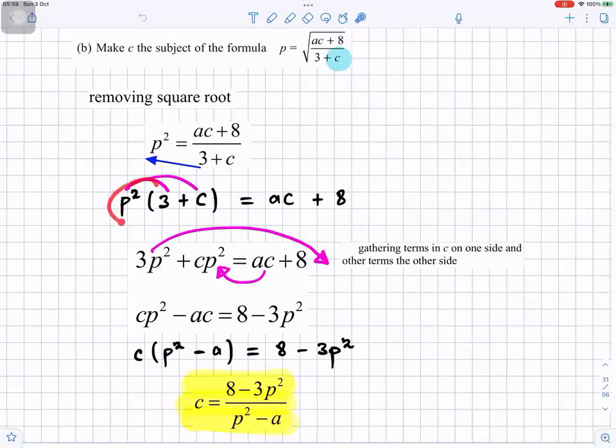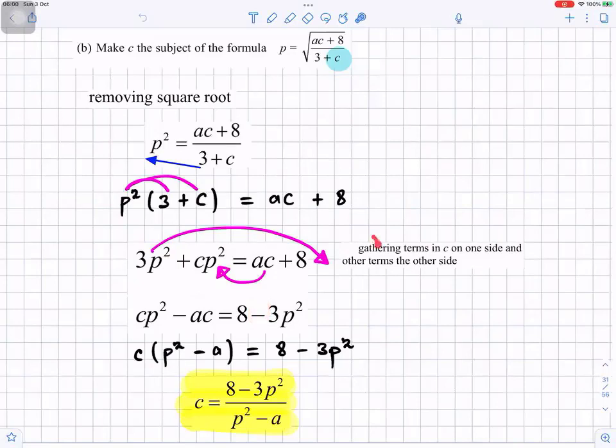Remove the bracket. P squared times 3 is 3P squared. P squared times C is CP squared, equals AC plus 8. Now we take AC to the left side. It becomes minus AC. 3P squared goes to the right, it becomes minus 3P squared, because plus 3P squared becomes minus 3P squared.